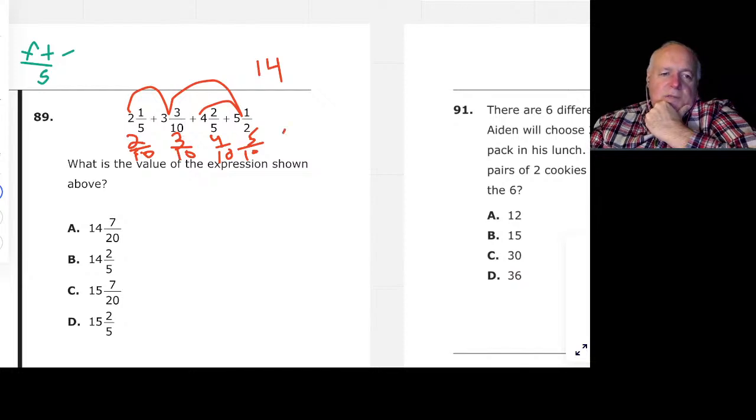And if you notice, the fractions are the same tenths as the whole number part was. Right? We had 2, so 1/5 gives us a 2 numerator. 3/10 gives us a 3 numerator. 2/5 gives us a 4 numerator, and 1/2 gives us a 5 numerator. Okay, and this is equal to 1 and 4/10.